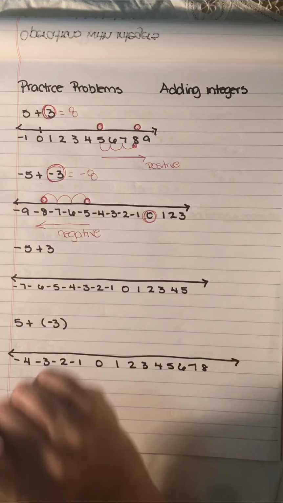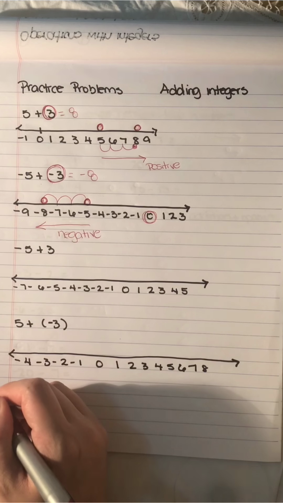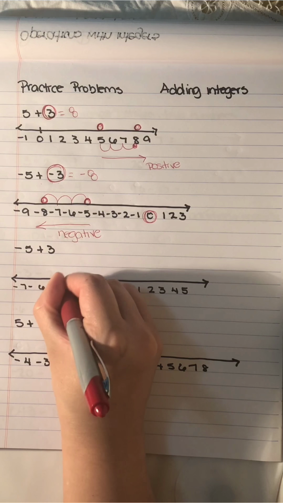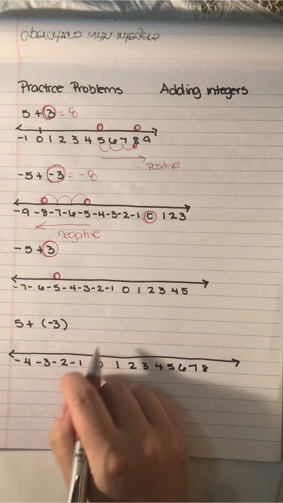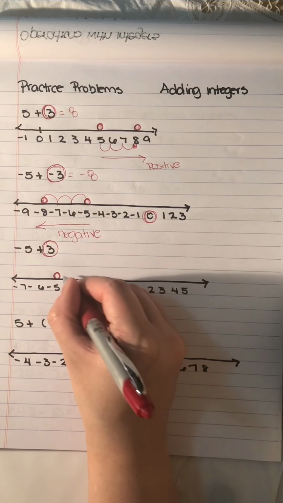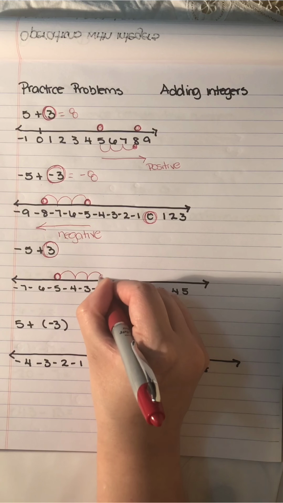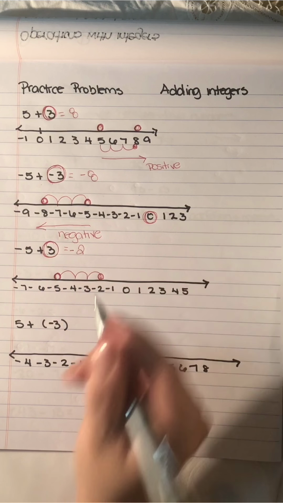-8. What about -5 plus 3? Well, we start here. And are we going to the left or are we going to the right? There isn't a negative symbol attached here, so we know that we're going to the right. 1, 2, 3. -2.